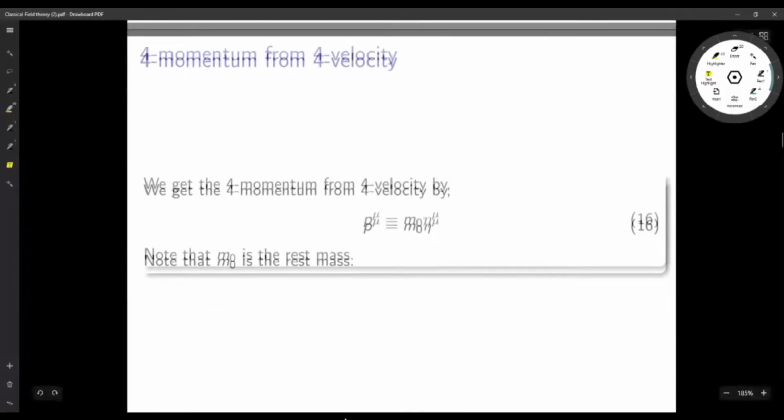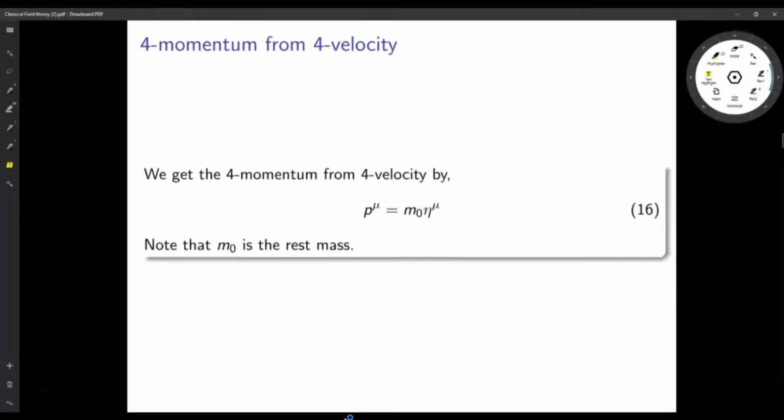Next slide. Another very small interlude here: your 4-momentum from 4-velocity. Convention says that momentum is p equals mv. Velocity here is your 4-velocity, momentum here is your 4-momentum, and note that naught at the bottom. It's m naught. What is m naught here? It's the rest mass.